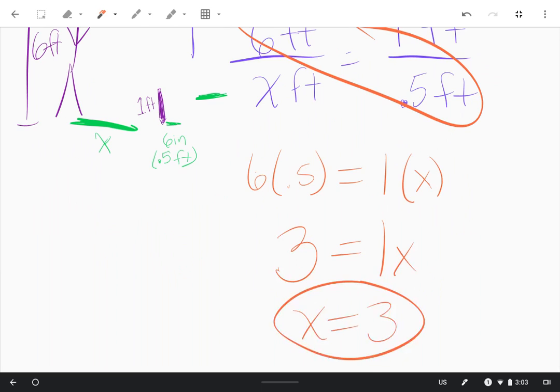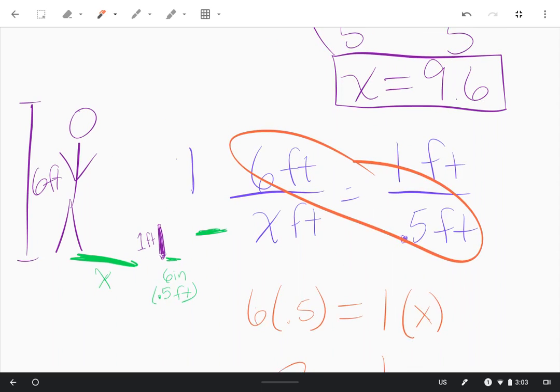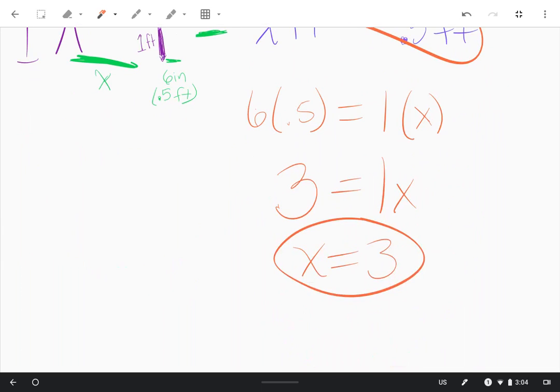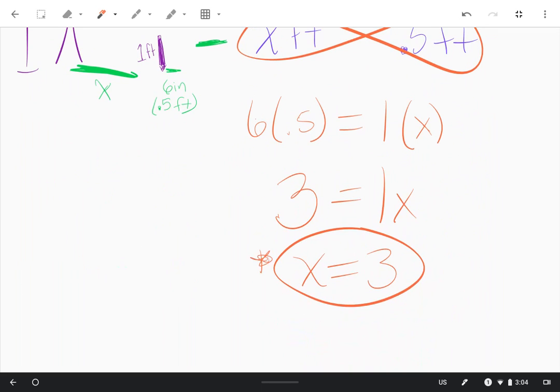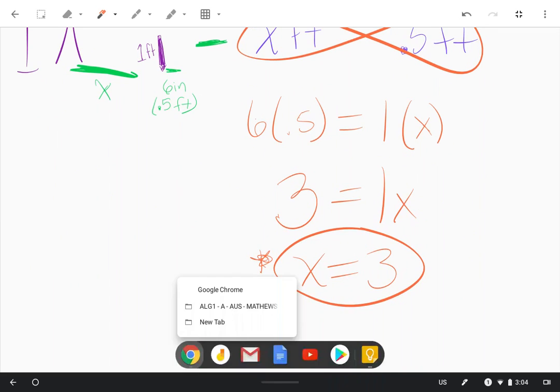So I've gone ahead and shown you the solution to that problem. But again, I want you to see we have Ben in one fraction. We have the stake in the other fraction. We have the height lined up across the top. We have the length of the shadow lined up across the bottom. So once we line everything up, it's just a matter of cross multiplying and then solving for the x. All right.